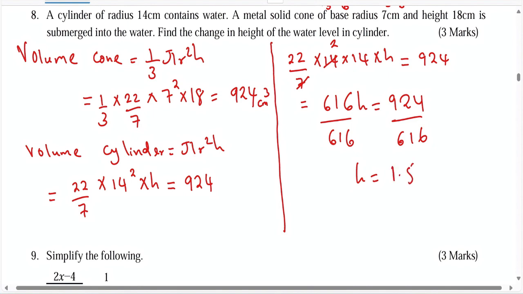3 marks tayari ushapata ya bure. Haya, karibu niandike meters ambayo ni answer ya 5 centimeter. Ewa nataka kukaita kulabika. So centimeter.